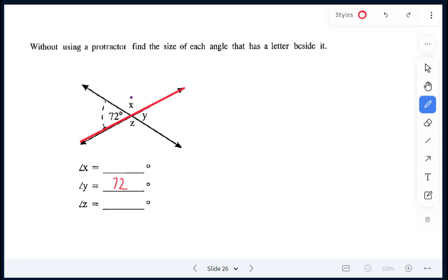To figure out angle X, we have to look at this line here. It is a straight line, meaning it's a straight angle, which is 180 degrees. So to figure out angle X, we would just take 180 degrees minus 72 degrees, which gives me 108 degrees. All right, so this is 108 degrees. Opposite to it is Z. Z would also be 108 degrees. So 108 and 108. Good.